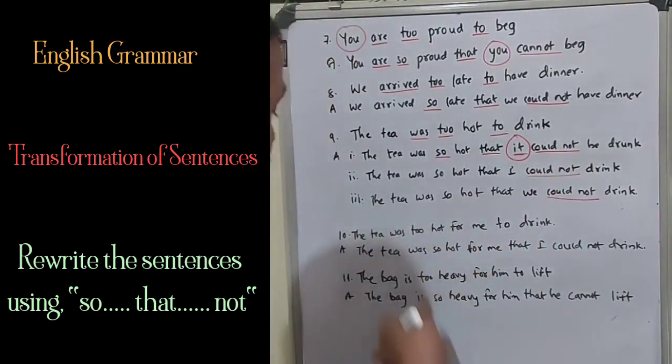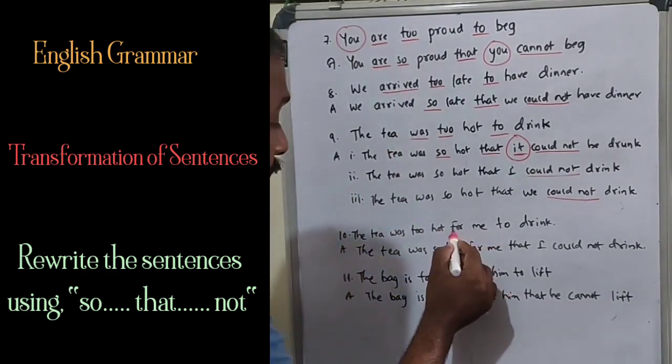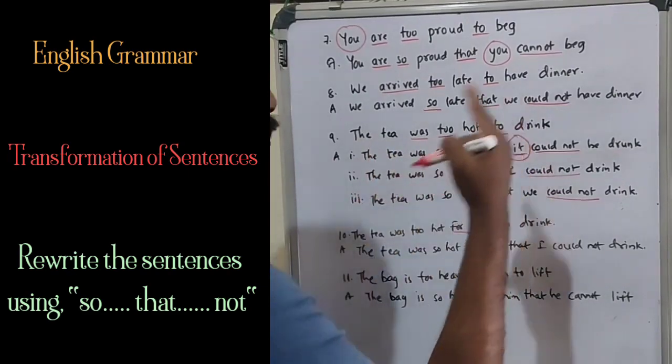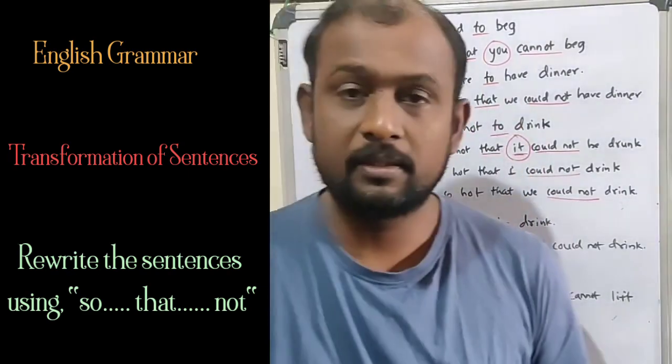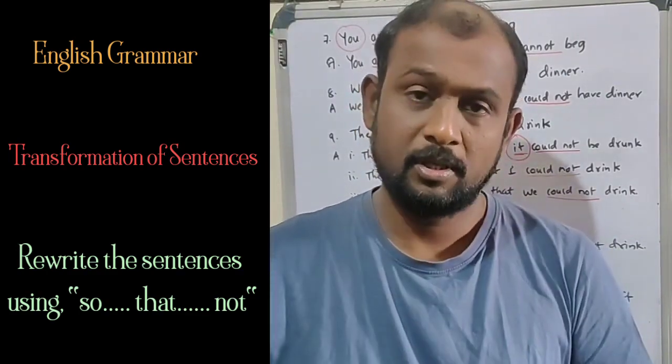That's the rule. Okay, look at the same example written here. The tea was too hot for me to drink. See, here the tea was too hot to drink. So when the question is the tea was too hot to drink, you have 3 or 4 options.